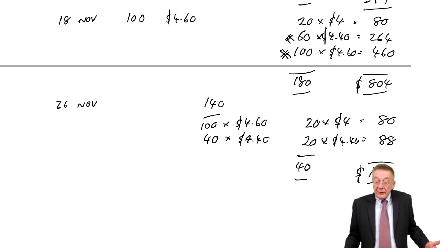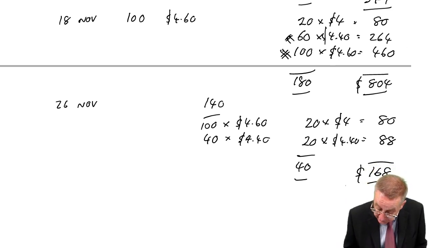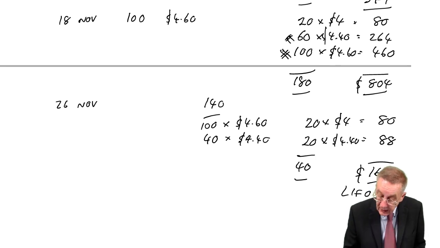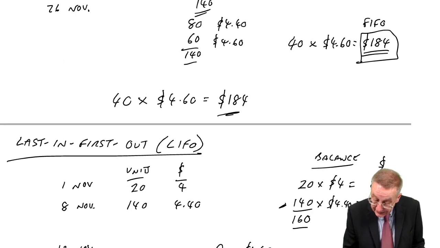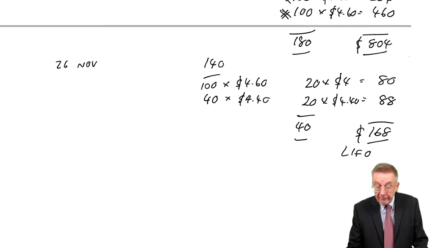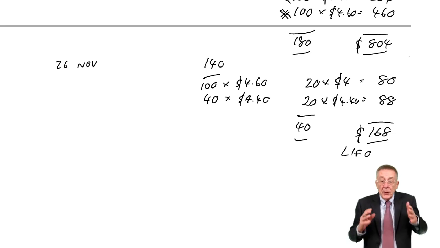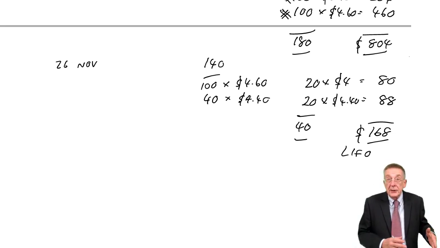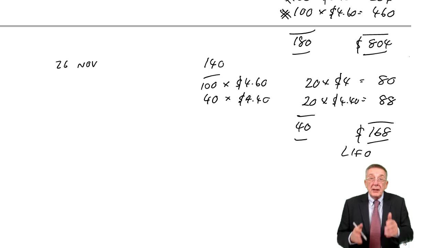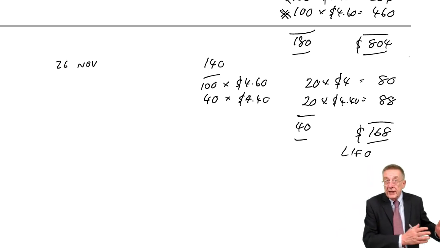And so it's a different value. What did we get using FIFO? This is LIFO, appreciate. Using FIFO, we got 184. Using LIFO, we got 168. It's not a question of which is wrong, which is right. It's up to us to decide how we're going to value. And sensibly, we'll do it the same way each month or each year.